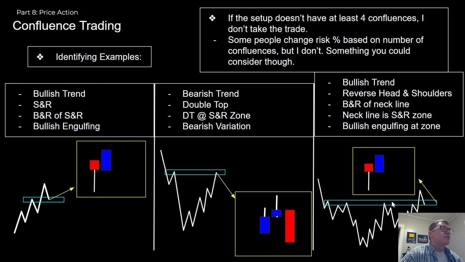And then also, the neckline is a major support and resistance zone, as well as a bullish engulfing printing at this break and retest of the neckline. I mean, there's like 5, maybe 6 confluences in this trade. Like I said, okay, we're taking all three of these setups because they have multiple confluences.